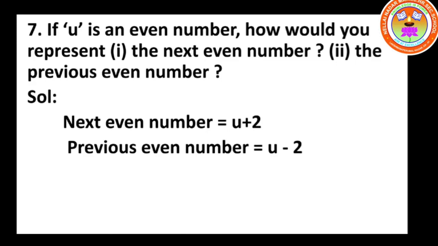Question number 7. If u is an even number, how would you represent: subdivision 1, the next even number, subdivision 2, the previous even number? You have to find that. Solution. Next even number. So what is the even number given? u. Next means after that, so you have to add u plus 2. Next, second subdivision, the previous even number means the number before, so you have to write u minus 2. Have you all understood, children?